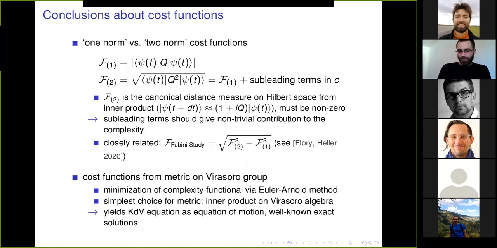So this suggests that these kinds of cost functions are a more suitable choice, and this sounds like a good choice where one could look at particular examples of cost functions and calculate complexity explicitly for some examples and see whether one can find a match to the GQFI. Yeah, with that, I'm ending my talk, and thank you all for listening.